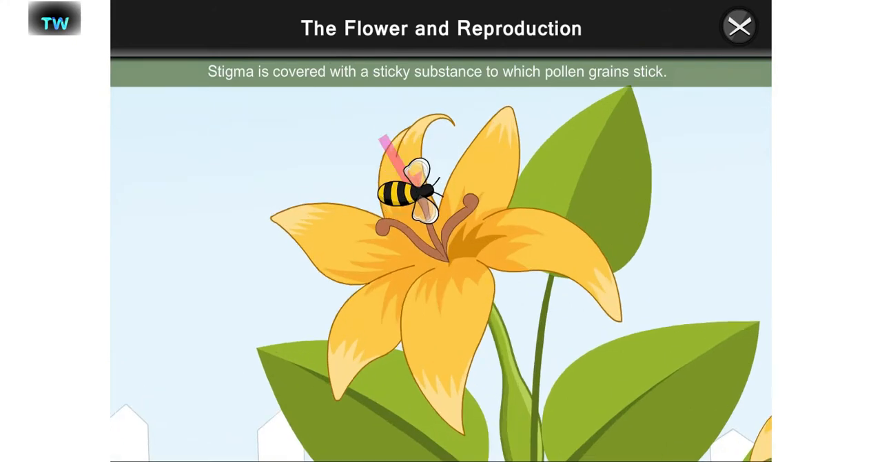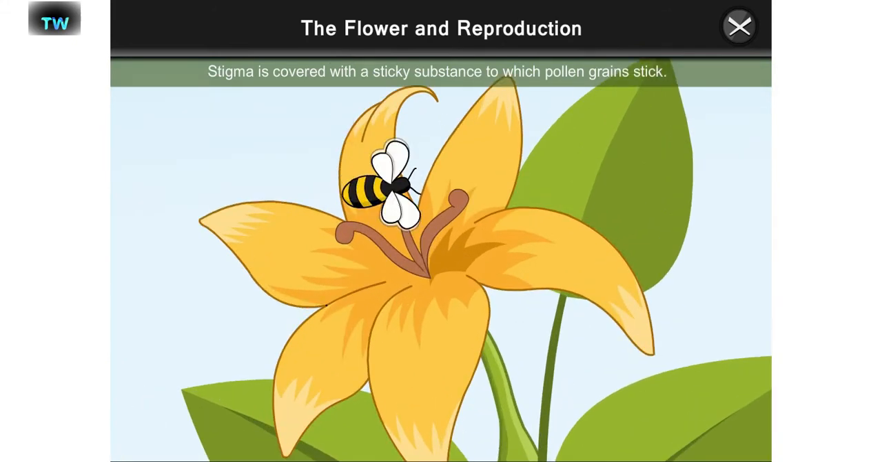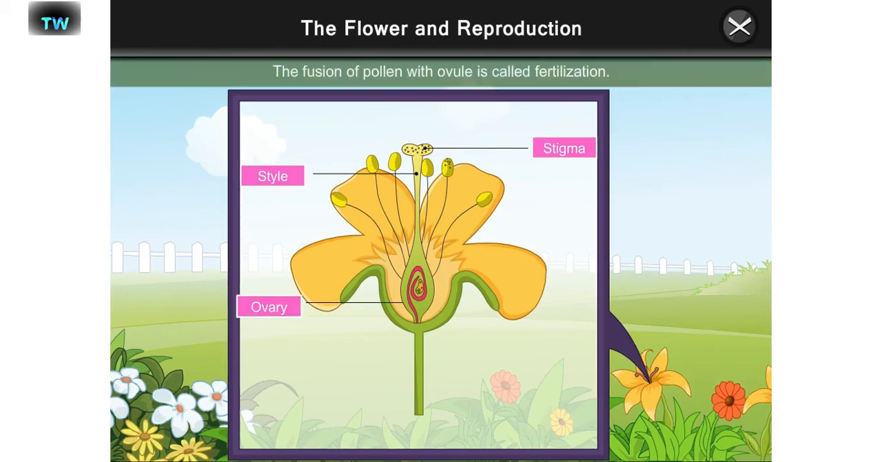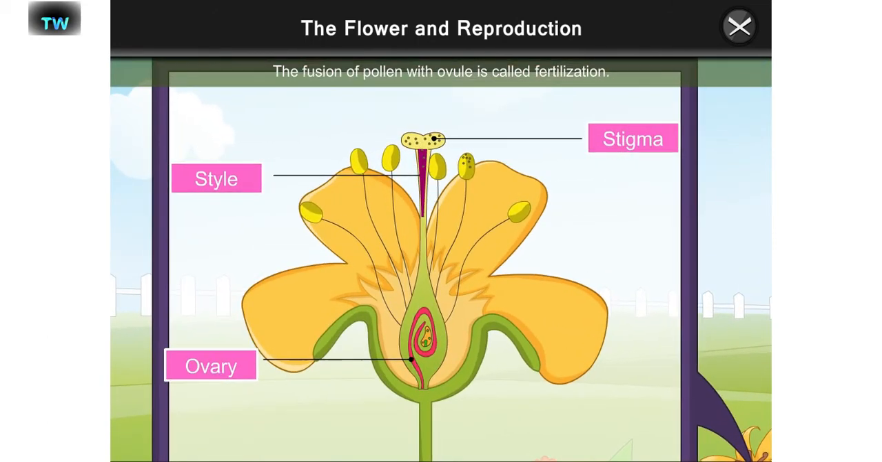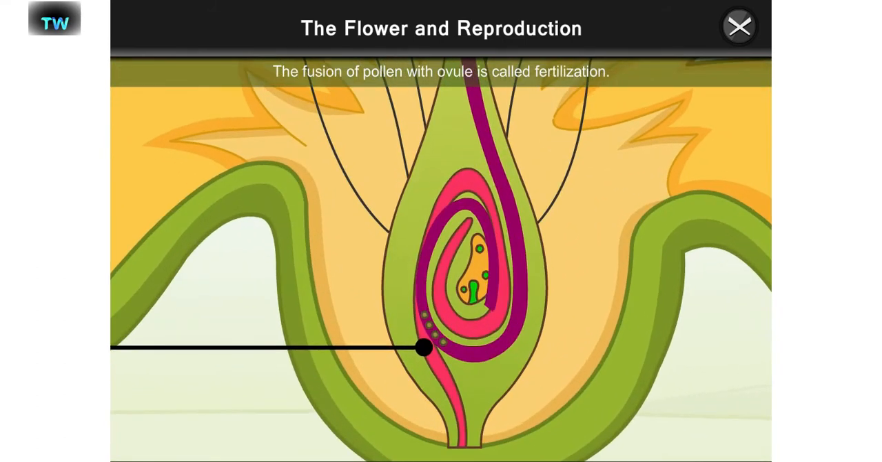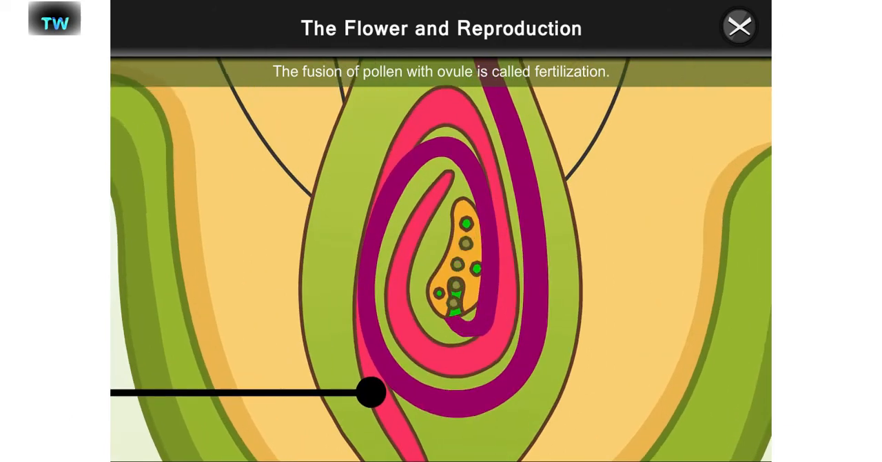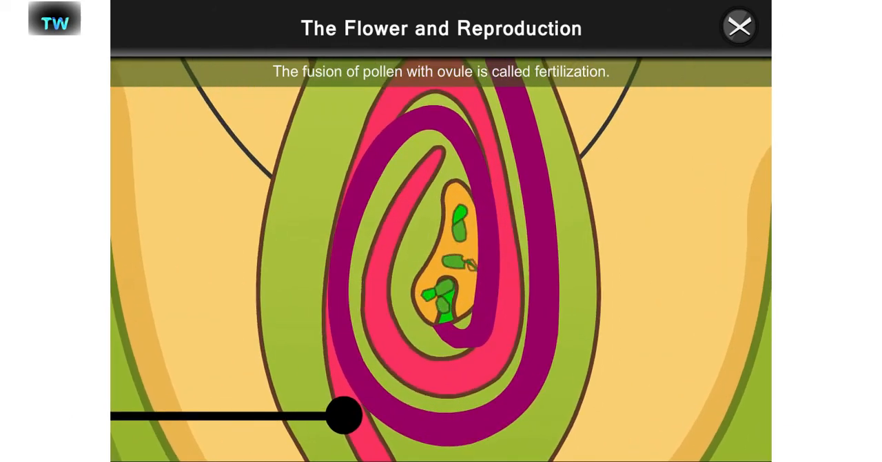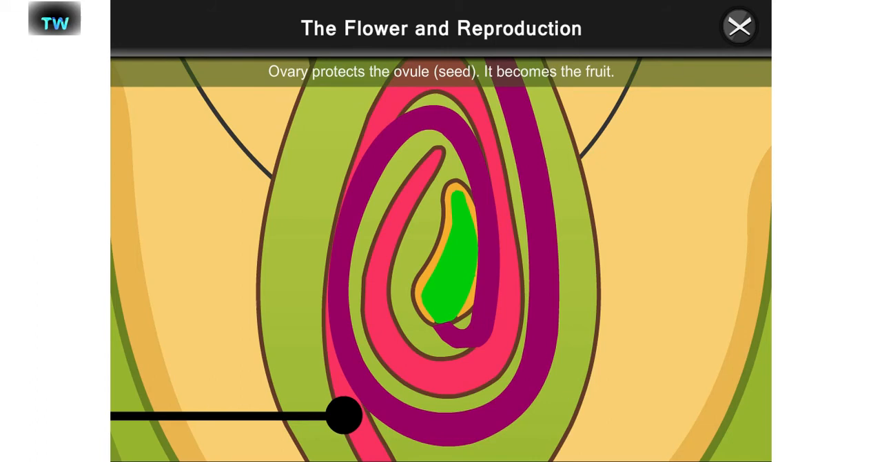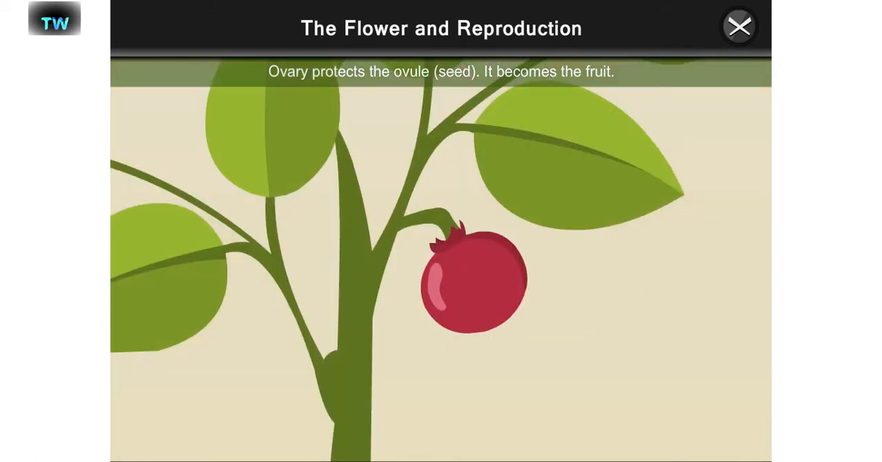Stigma is covered with a sticky substance to which these pollen grains stick and I fly away. Style raises the stigma away from the ovary. The pollen grain produces a pollen tube through the style to the ovary so that it can fuse with the ovule. This process is known as fertilization. Ovule becomes the seed. Ovary protects the ovule. Seed, it becomes the fruit.